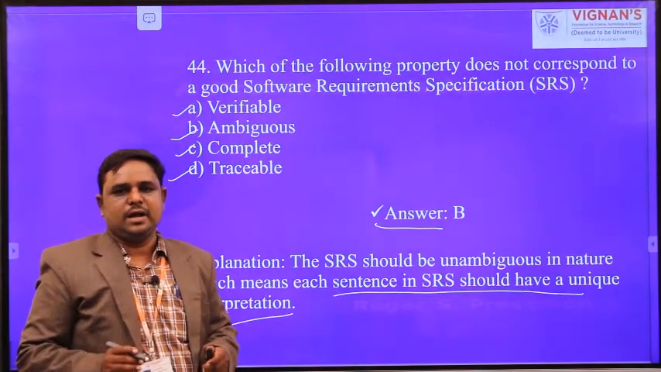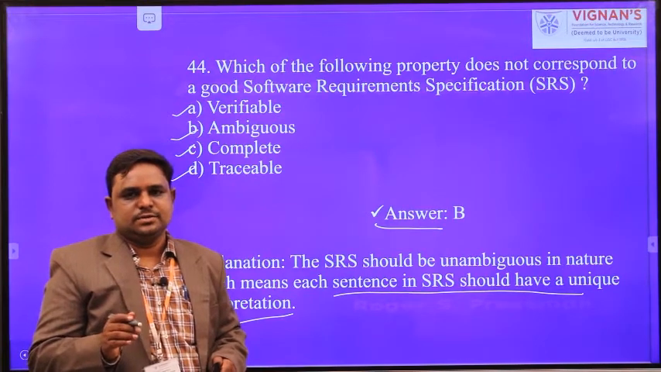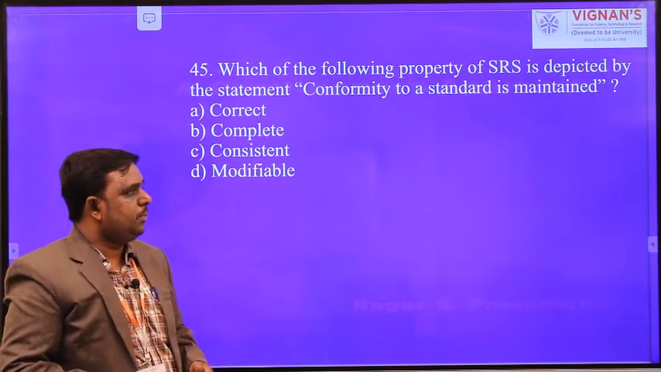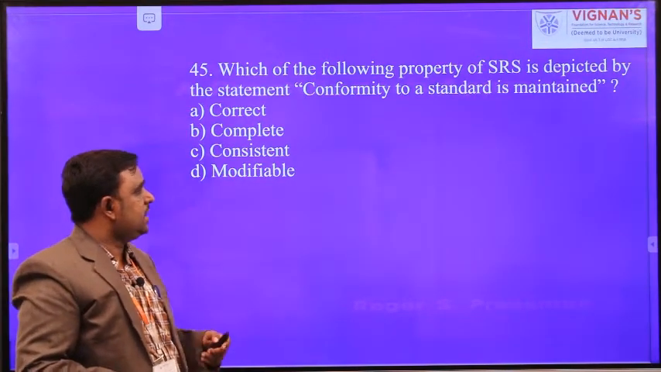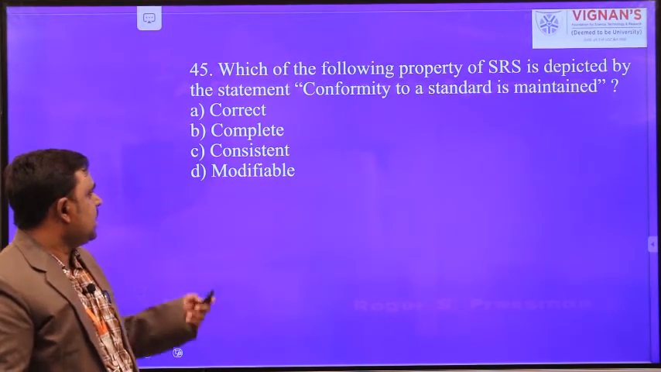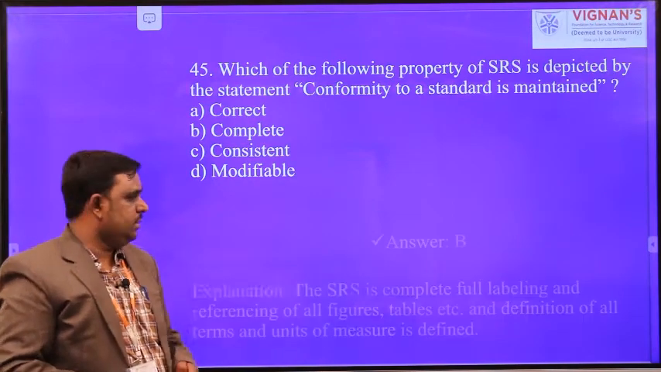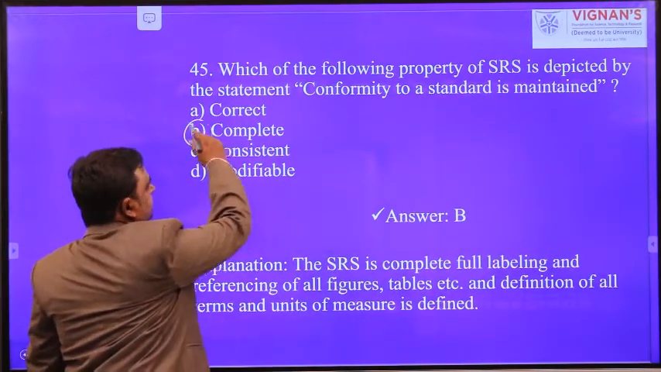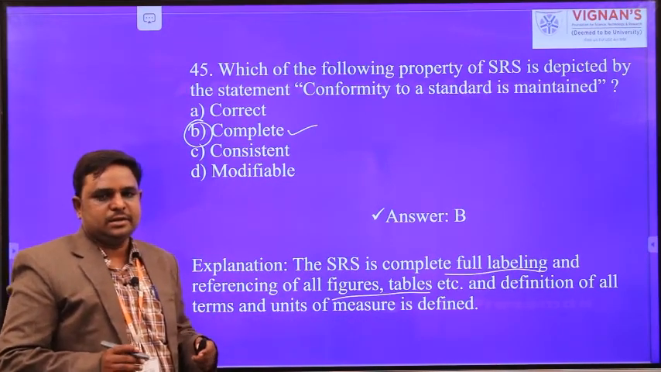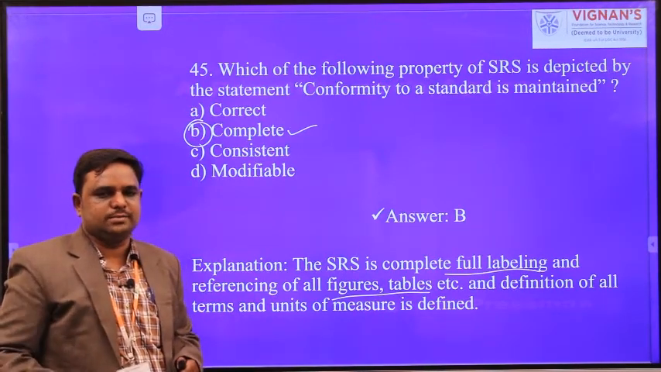The SRS should be unambiguous and the SRS document should contain uniqueness for developing good quality software. The next one, which property of SRS is depicted by the statement conformity to a standard is maintained? The options are correct, complete, consistency and modifiable. So the answer is B, complete. The SRS document contains a complete list of tables, diagrams and also definitions of all the terms and units.